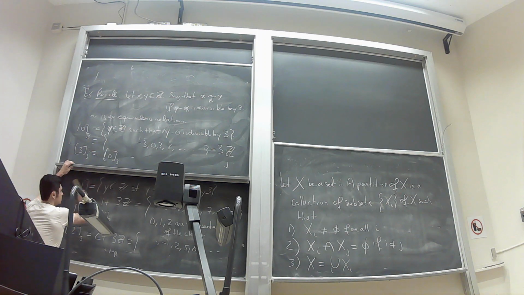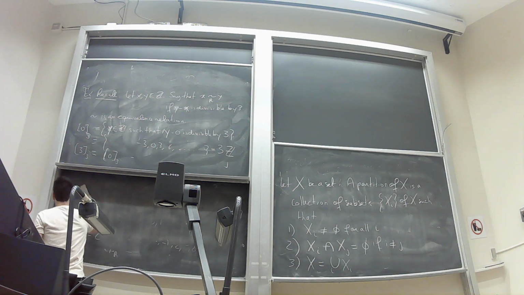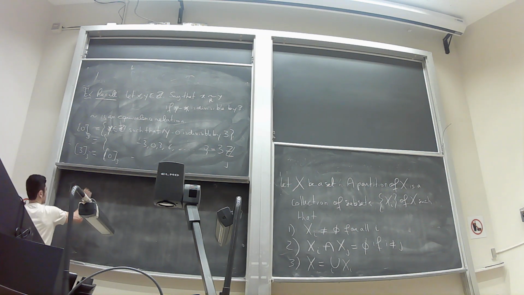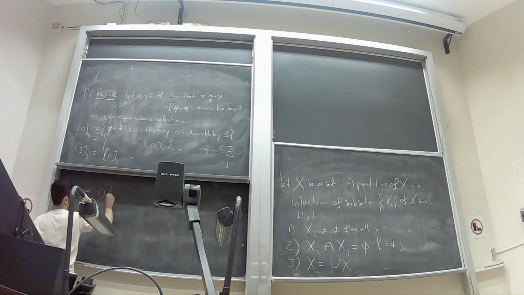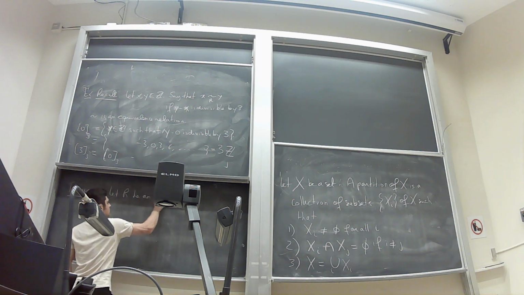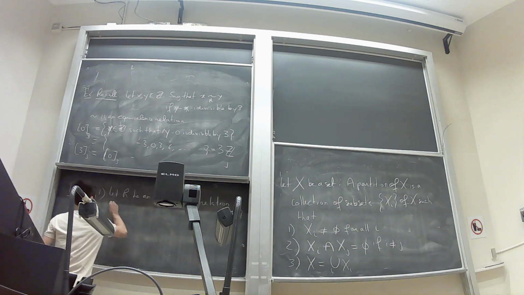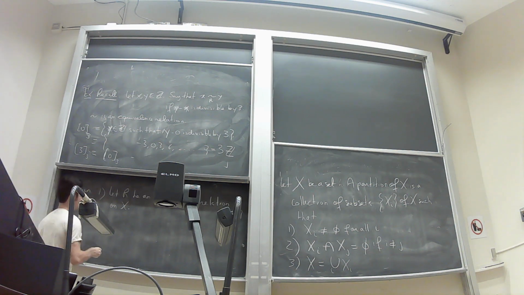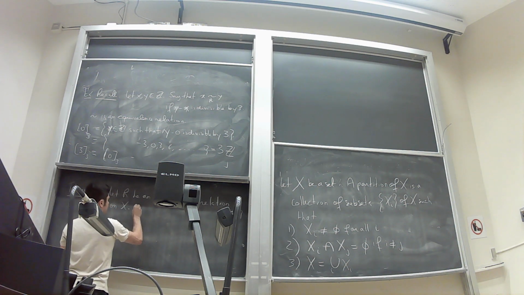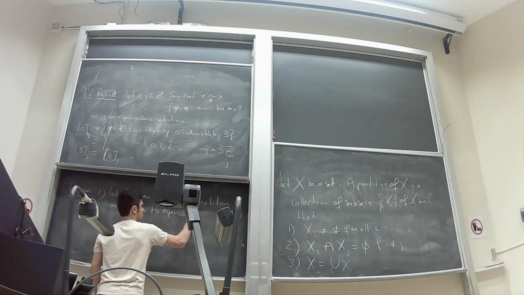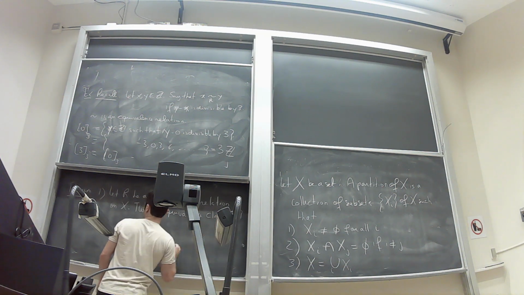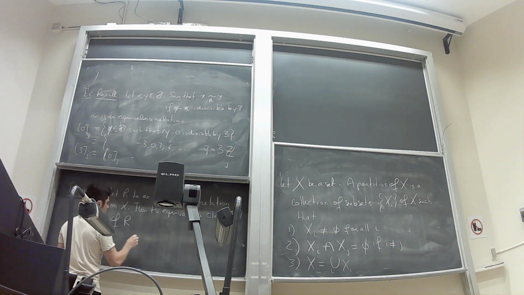Let me write down, well, I'll erase this one. Theorem. There are two parts of the theorem. Let R be an equivalence relation on X. Then the equivalence classes of R partition X.